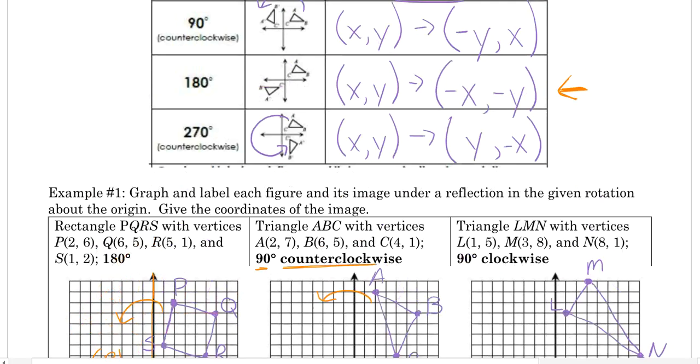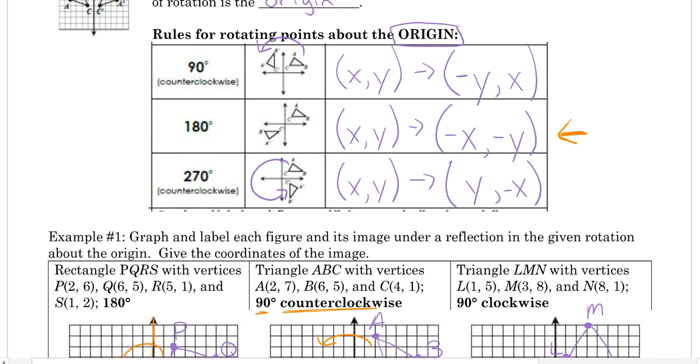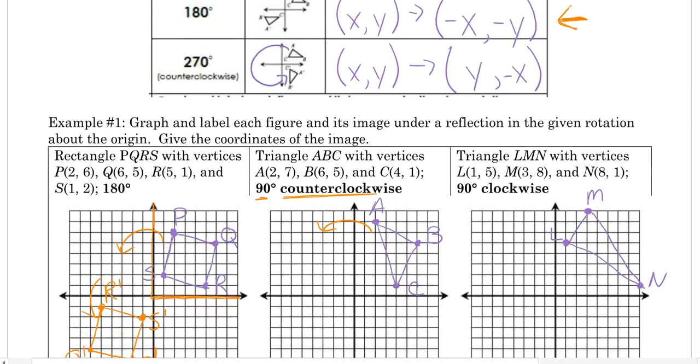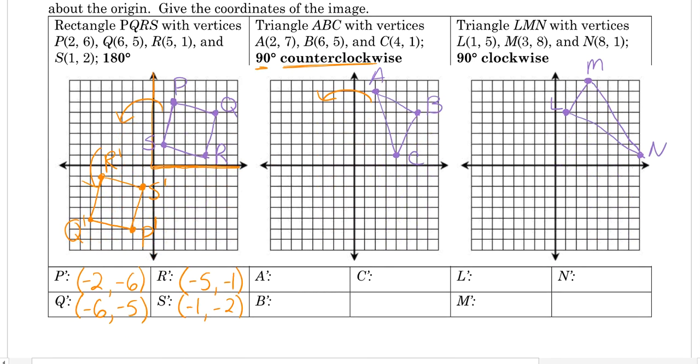If we look up to our rules for 90 degrees counterclockwise, that is going to be this first row here. So we are going to reverse the x and the y, and then the original y is going to become negative. So looking at A, it was at 2, 7. If I flip those, it would become 7, 2, and that 7 would become negative. For B, it was originally at 6, 5. I'm going to reverse those, and the 5 would become negative. And then for C, if I reverse those, that means the 1 would become negative. Okay, and then you can go ahead and graph that.